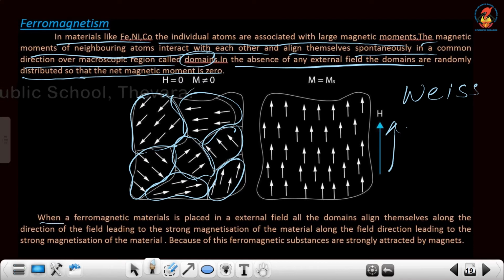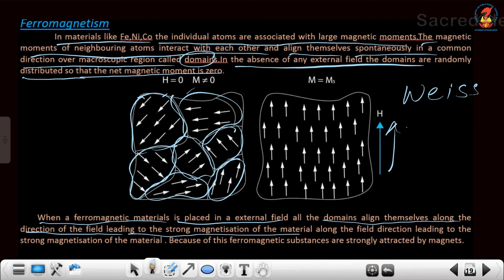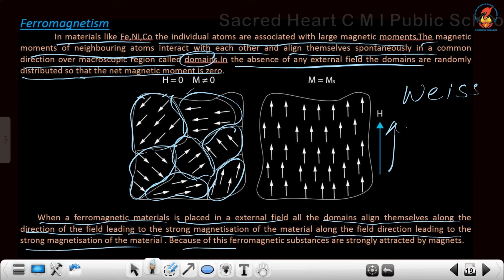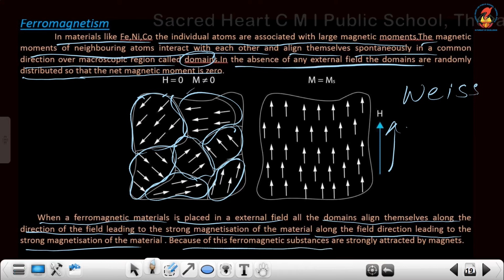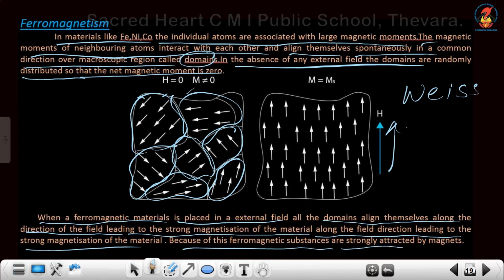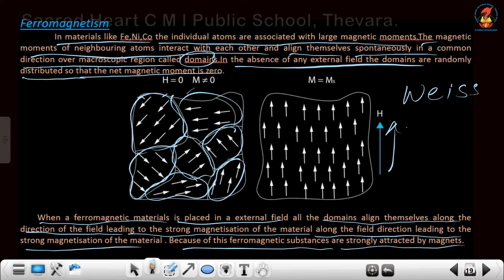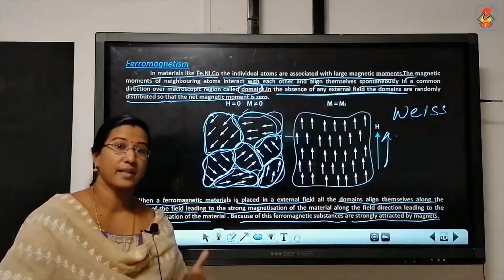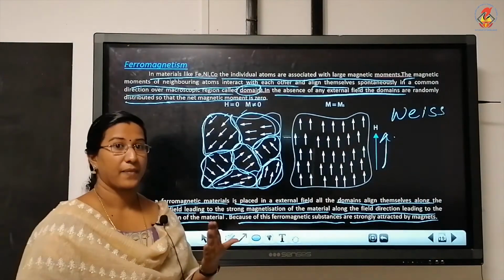Now, when a ferromagnetic material is placed in an external field, what happens? The domains, or the dipoles in the domain, align themselves along the direction of the magnetic field, leading to a strong magnetization of the material along the field direction. Because of this, ferromagnetic substances are strongly attracted by external magnets. Ferromagnetic materials are used to make permanent magnets.